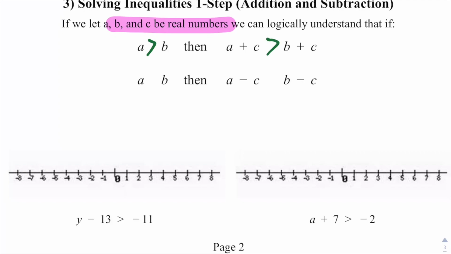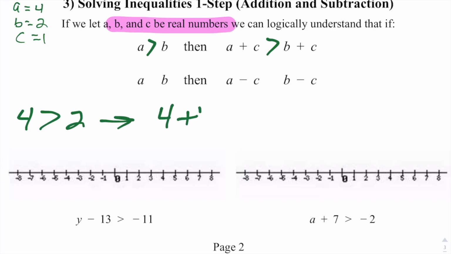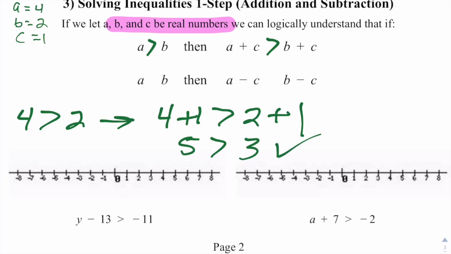What that means is let's let A equal 4, B equal 2, and C equal 1. Then if we have 4 is greater than 2, we can understand that 4 plus 1 is greater than 2 plus 1, which is 5 is greater than 3, which we know is true. So we definitely should be able to understand that idea.